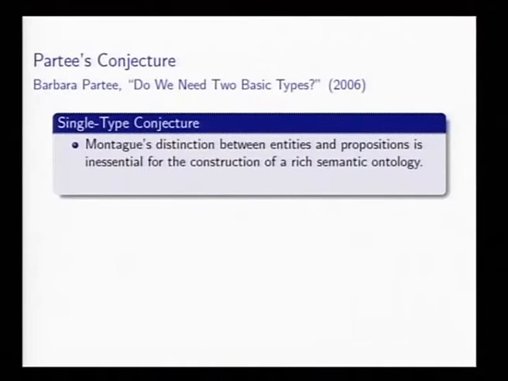In this paper, Partee conjectures negatively that Richard Montague's distinction between entities and propositions, as you find it, for example, in the EFL paper, is not necessary for the construction of a rich semantic ontology. And she conjectures positively that instead the PTQ fragment can be modeled through the use of just one single basic type. And in what follows, I'll refer to the conjunction of these two claims as the single type conjecture.